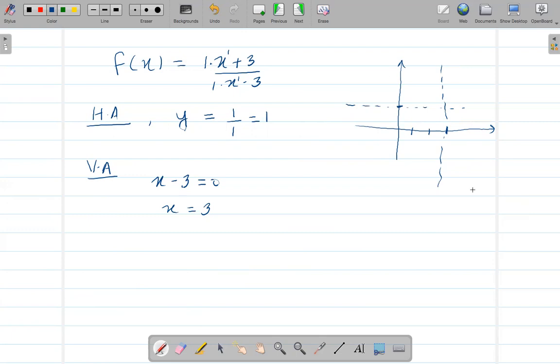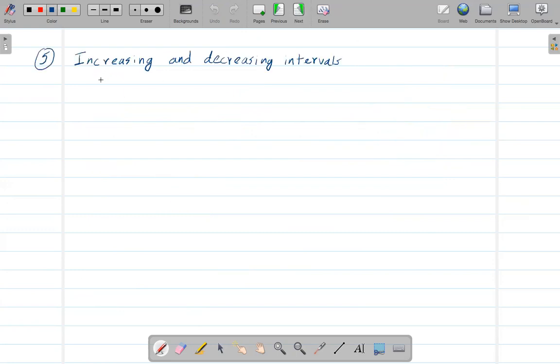I will be doing this again at the end of this problem, making a detailed graph. But anyway, the next one is we need to find the increasing and decreasing intervals, right? If you remember, to find the increasing and decreasing intervals, we need to find the derivative of this function.